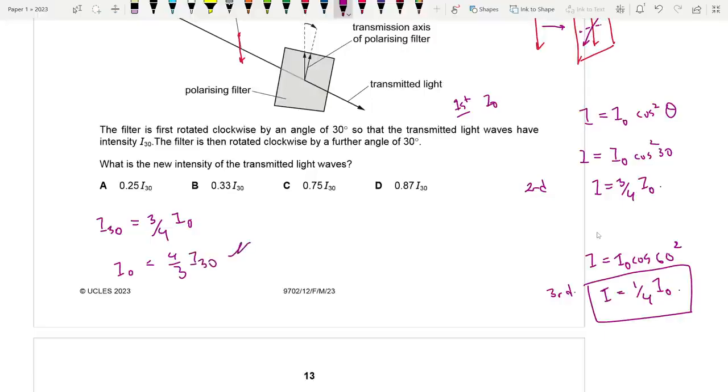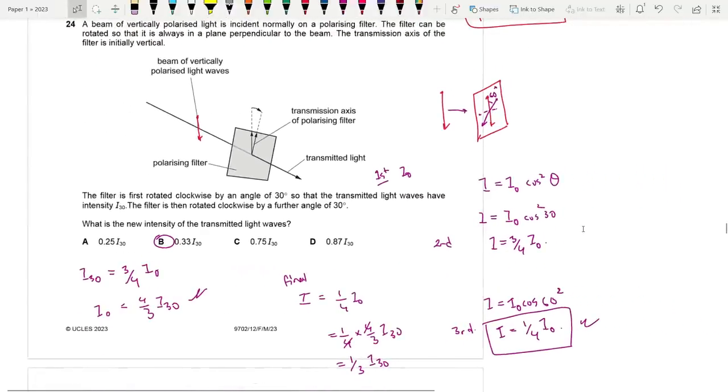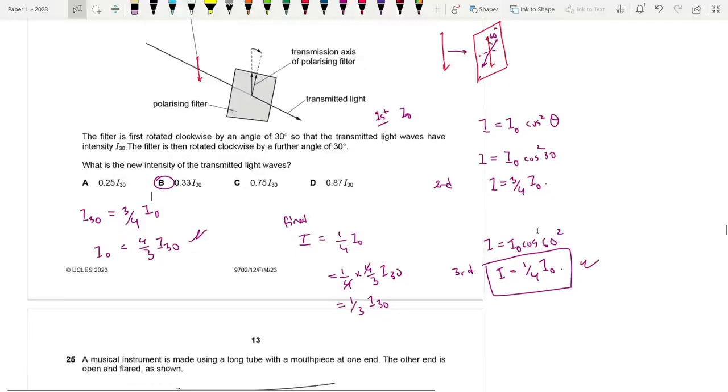Then I'm going to substitute this over here. We know the final intensity is equal to 1 by 4 I naught. So we end up with 1 by 4 times 4 by 3 I30, and the final answer is 1/3 of I30, and that is why I'm going to go with B. Interesting question, I haven't seen this. This was quite tough, guys. They're evolving the questions, so be careful.